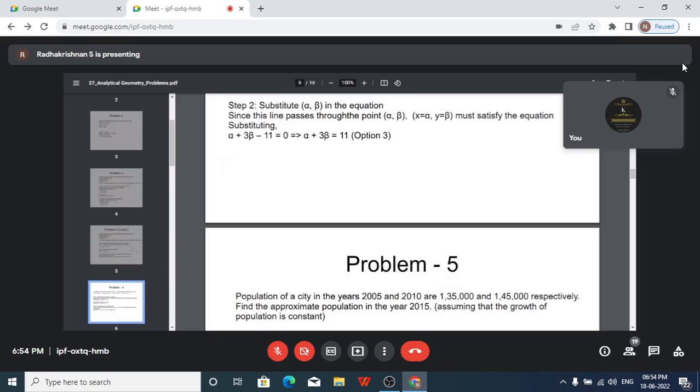Let's move on. Problem number 5. The population of a city in the years 2005 and 2010 are 1,35,000 and 1,45,000 respectively. Find the approximate population in the year 2015, assuming that the growth of population is constant. Any volunteer?